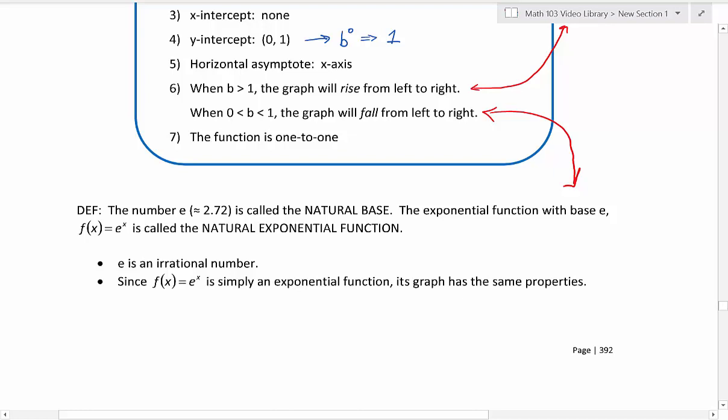As I mentioned, e is an irrational number, which means it's a decimal that goes on forever, which is why we approximate it to be 2.72. And since f of x equals e to the x is simply an exponential function, all the properties that we discussed for exponential functions apply to the natural exponential function as well.